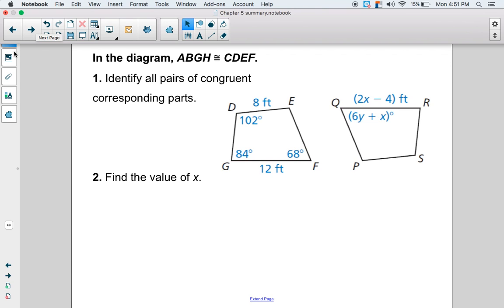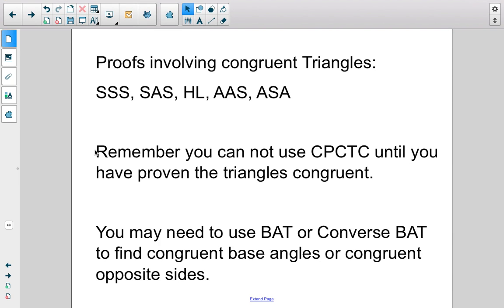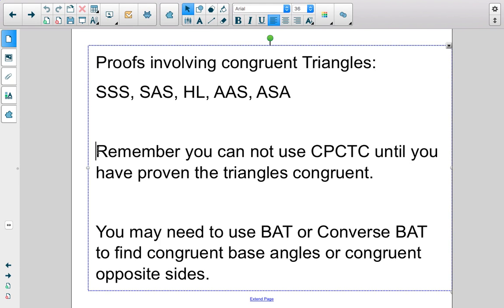And hopefully our next slide. So you should be able to do proofs. You have that entire proof packet. We did side, side, side; side, angle, side; hypotenuse leg; angle, angle, side; and angle, side, angle. We did a lot of the proof packet, but there were several pages that were called mixed review, and all of the packet answers are on Blackboard. So if you decide to do some of them for practice, you can do that. You can check them. And again, remember, you cannot use CPCTC until you have proven those triangles congruent.